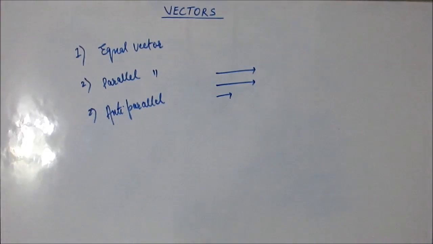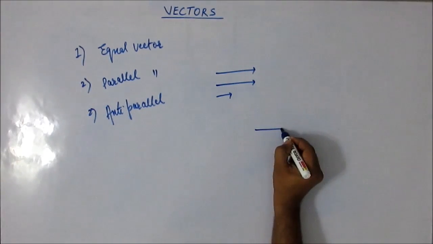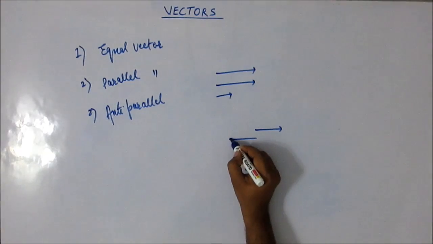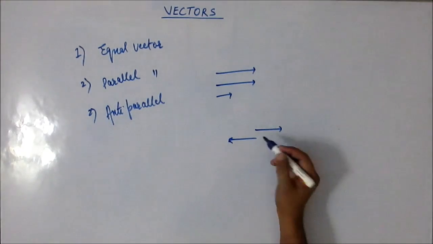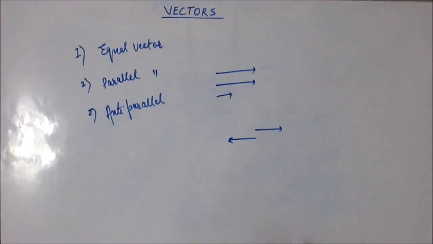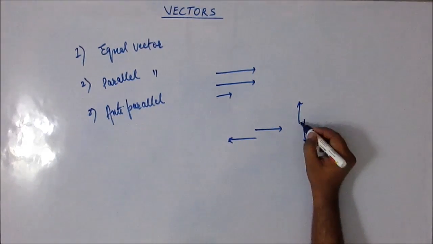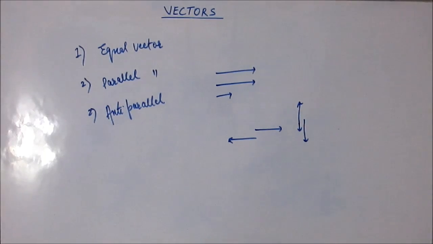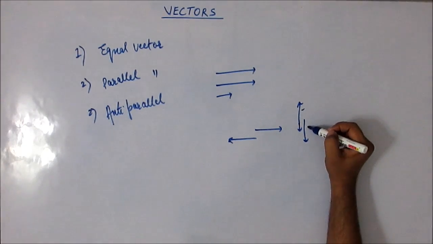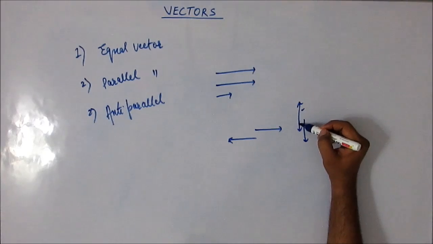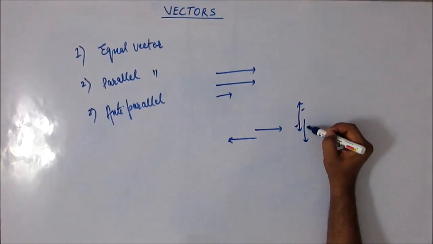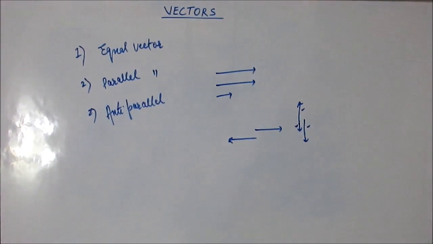Anti-parallel vectors, as evident from the name, are vectors which are pointing in opposite directions. If this is pointing towards east and this is pointing towards west, then they are anti-parallel vectors. This vector is anti-parallel to this vector, which is anti-parallel to this vector. But these two vectors are parallel because they are pointing in the same direction.